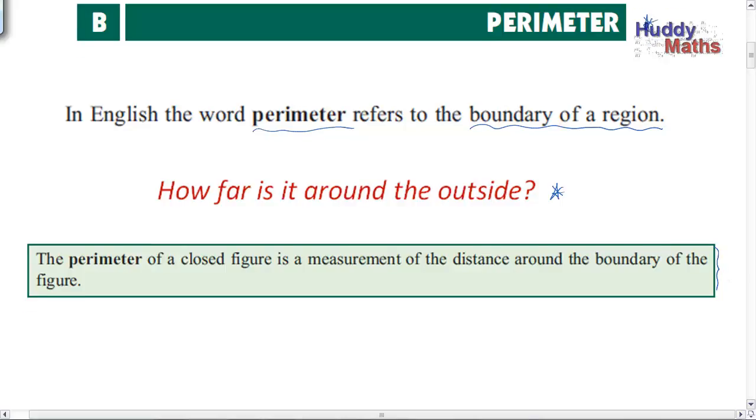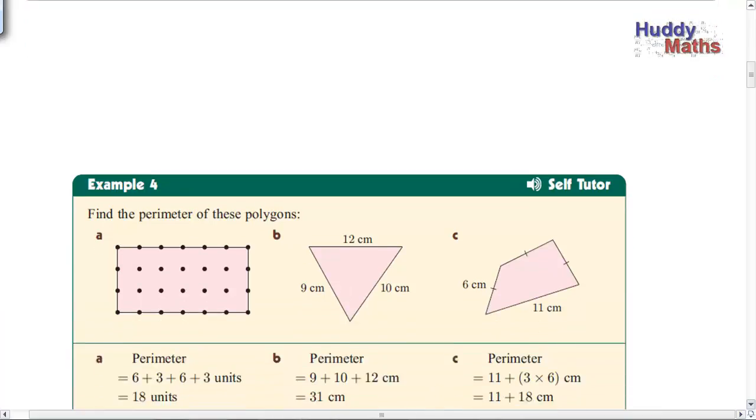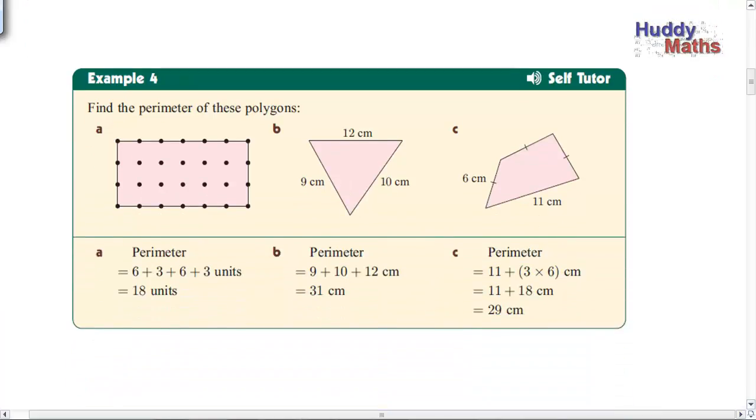Okay, let's do some work on this stuff. Hopefully you've seen some of this before. It's a fairly simple idea. Find the perimeter of these polygons. Now, a polygon is a plain, flat figure which has straight sides, and poly means it can have many sides. The simplest polygon would be a triangle with 3 sides. The next simplest would be a quadrilateral with 4 sides, and so on.